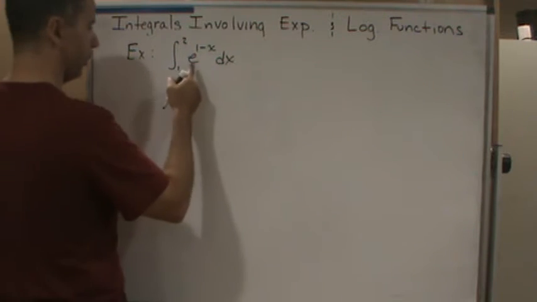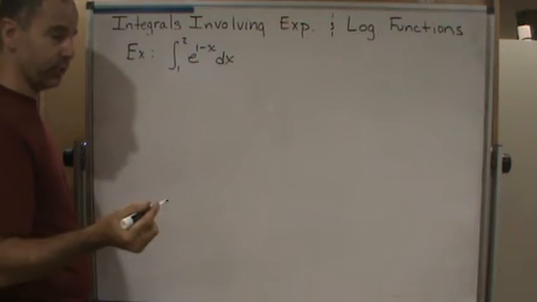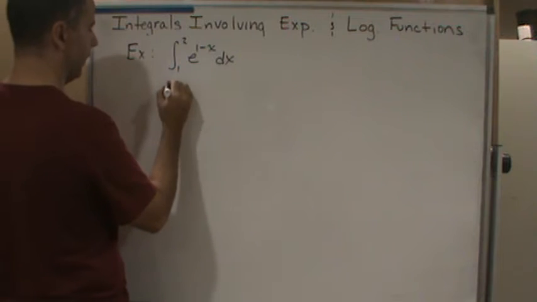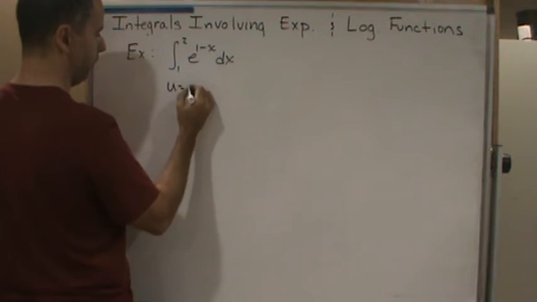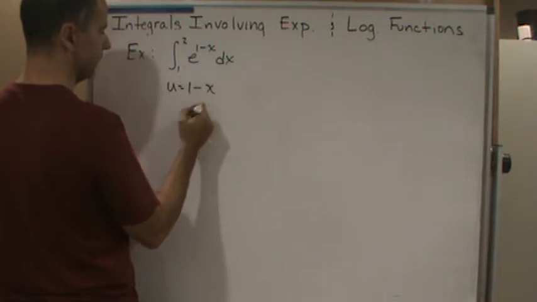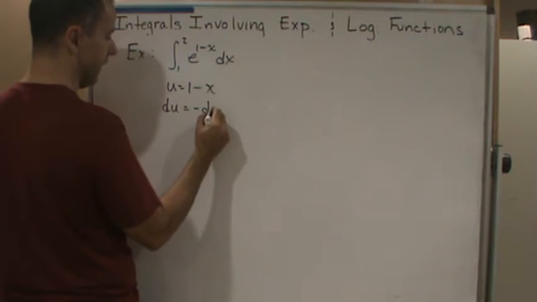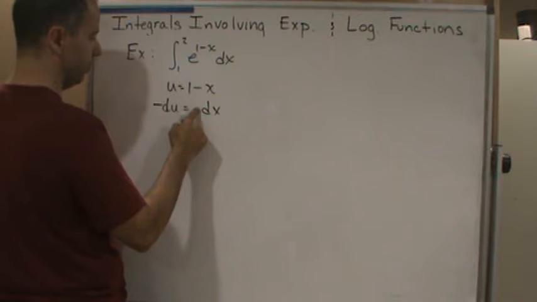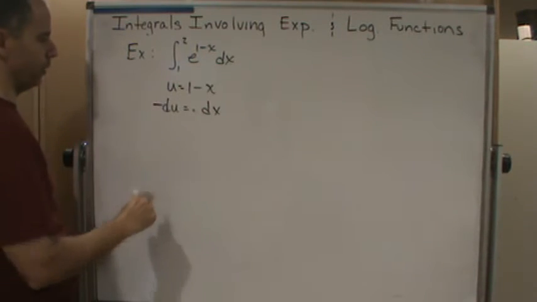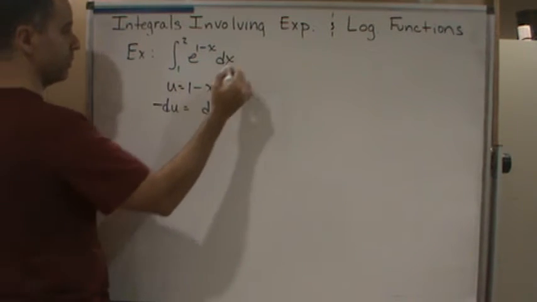So here we go. The easiest thing to do is just do u substitution, right? So let u, in this case, be the exponent, 1 minus x. The du, in this case, is just going to equal negative dx, or negative du equals dx, and now we're ready to do our substitution.